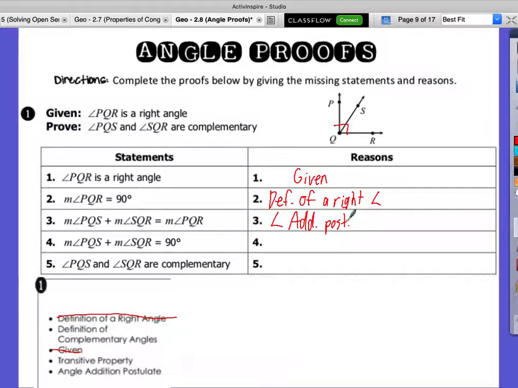We have the same thing with segments, and we call it the segment addition postulate. When we do it with angles, it's angle. When we do it with segments, it's segments. Yeah, so they're the same idea. They're an addition postulate, where one's adding segments, one's adding angles.